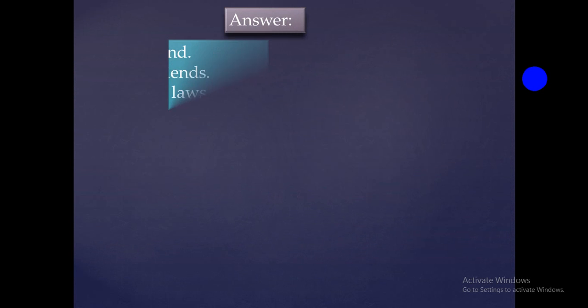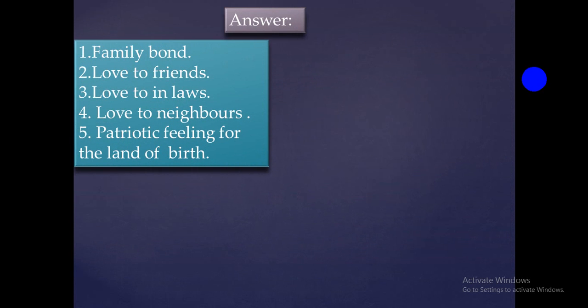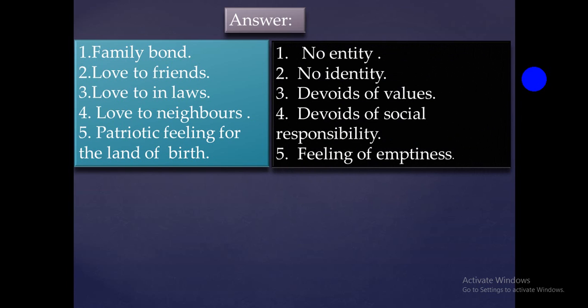For the left column, the answer would be: for number 1, family bond; for number 2, love to friends; number 3, love to in-laws; number 4, love to neighbors; number 5, patriotic feeling for the land of birth. For the right column, the answer would be: number 1, no entity, no identity; number 3, devoid of values; number 4, devoid of social responsibility; number 5, feeling of emptiness.